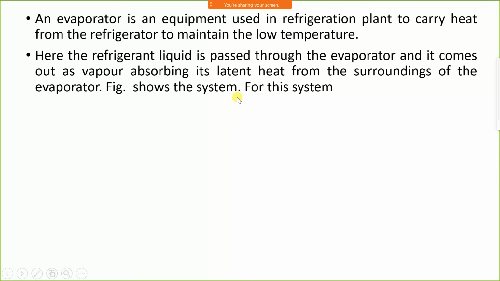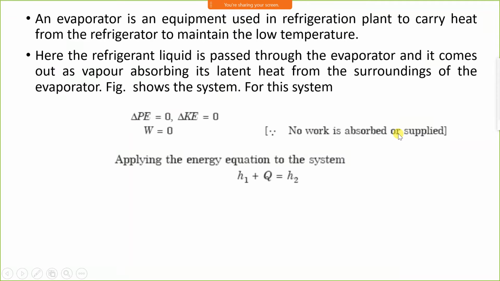The figure shows the system. For this system, change in potential energy is 0, change in kinetic energy is 0, since there is no moving part, it is only a pipe. Therefore, work done is also 0. No work is involved during heat transfer. Applying the steady flow energy equation, enthalpy at inlet is H1 and enthalpy at outlet is H2 and heat transfer takes place. Therefore, H1 plus Q is equal to H2, or we can write Q is equal to H2 minus H1.